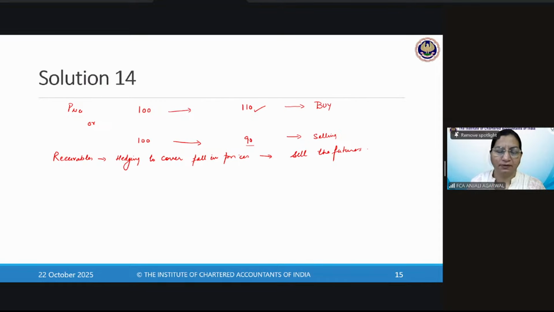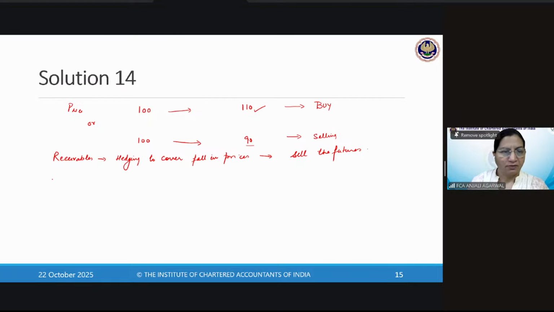Is this clear? If you have payables, you are fearing that the price may go up. So in that case, you will like to buy the futures. But if the prices are likely to fall, that is what you are fearing, that the prices may go down, and because you have receivables, you will like to cover yourself by selling the futures.